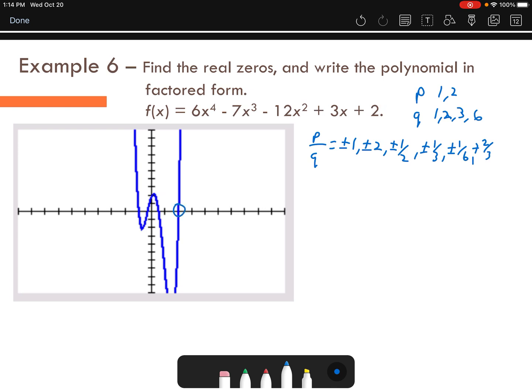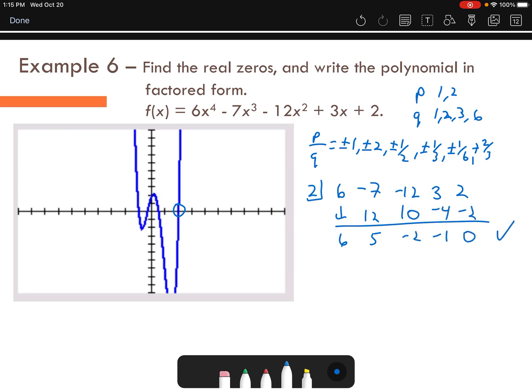Well, looking at this, it looks like we might have a 0 at 2. So let's check it out. Hopefully I do a better job than I did last time. Bring down the 6, that's 12. Negative 2, negative 4, negative 1, negative 2. Bingo, it checks. So x equals 2 is a 0.